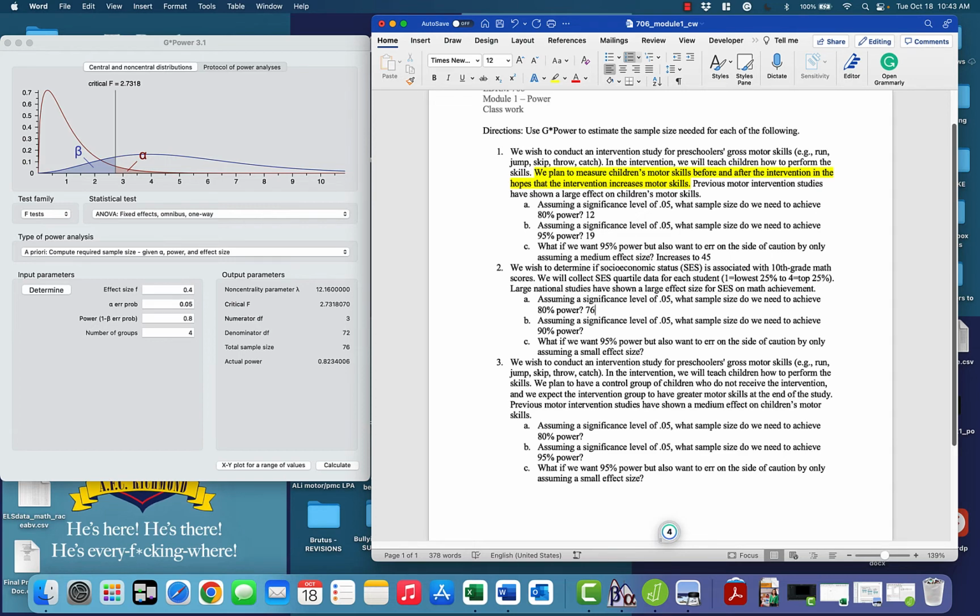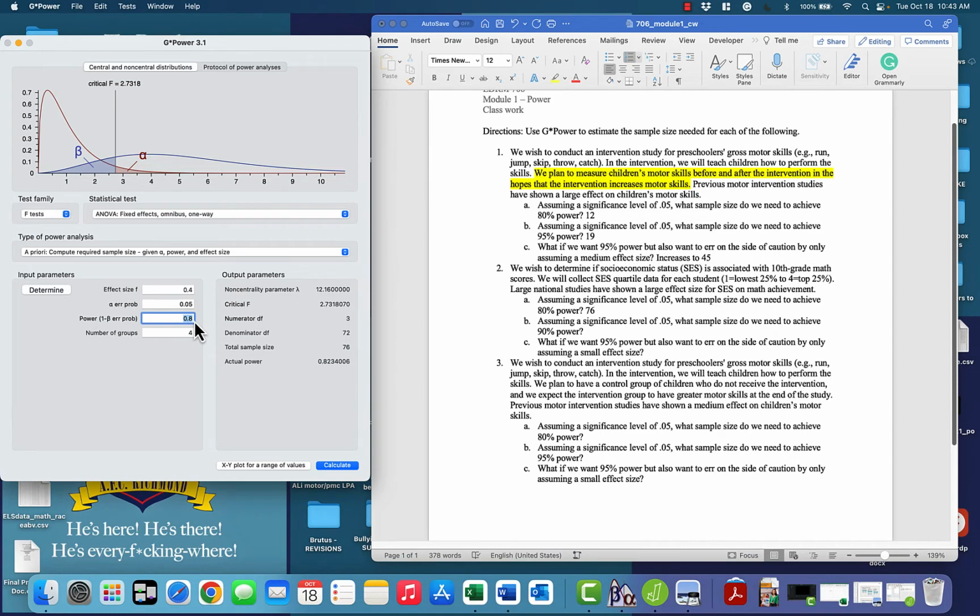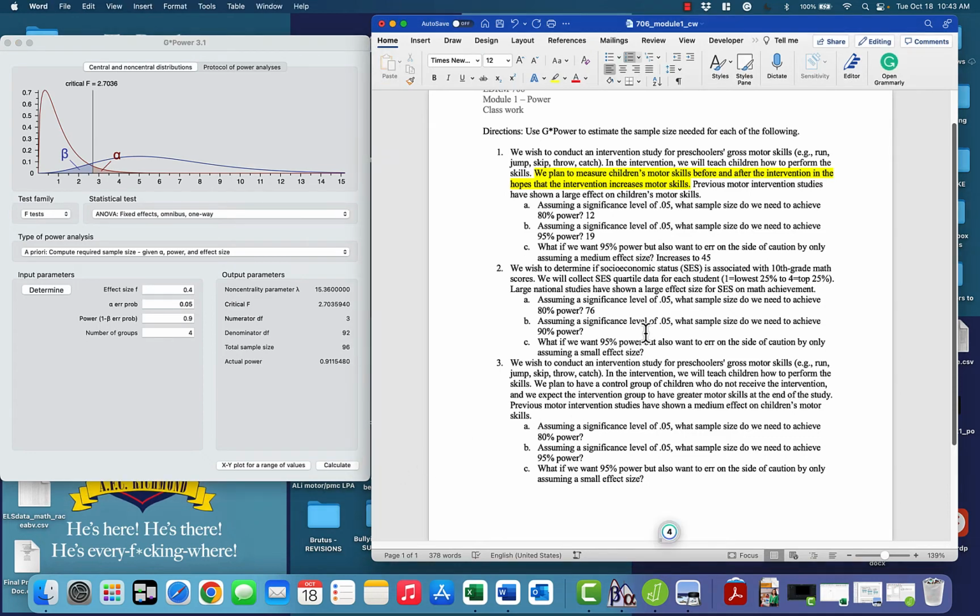But again, we may not be happy with 80% power. We may want to bump this up to 90% power. So if we change this to 90% power and calculate, that means we need to go up to 96 students in our sample. But notice, even across 4 quartiles, we're not needing that many students. And the reason is we are kind of banking on that large effect, right?